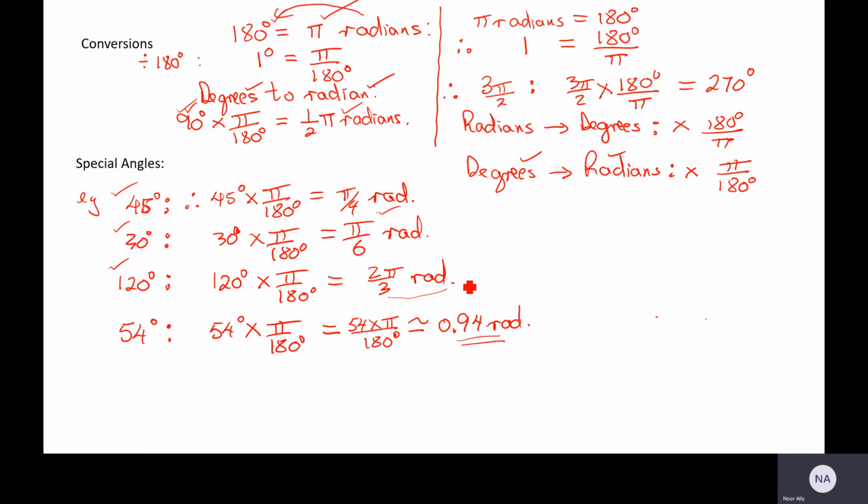Over here, I can also write radians in terms of pi. So 2 pi over 3. I don't need to include pi. In fact, I can use my calculator and work that out, and I can get a decimal. But when it's special angles, we tend to leave it as nice fractions. When it's not, we can convert to decimal places. 0.94.